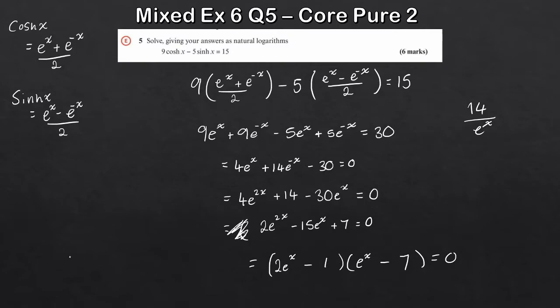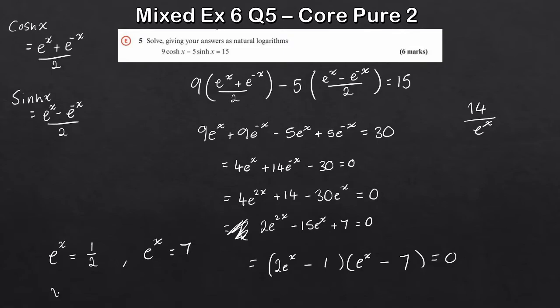So what that means is that e to the x is equal, well, if you rearrange this, 2e to the x is equal to 1, divide by 2 would be e to the x equal to a half. Or we could have e to the x is equal to 7. But remember, we haven't solved it here. We need to take the logs of both sides.